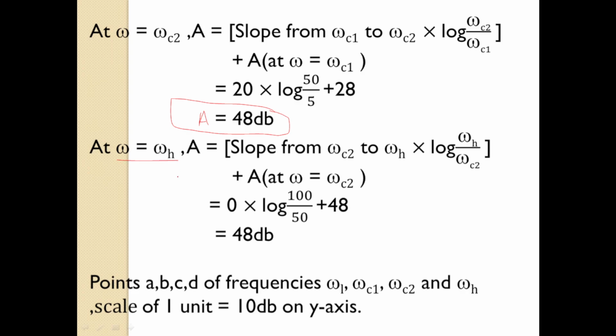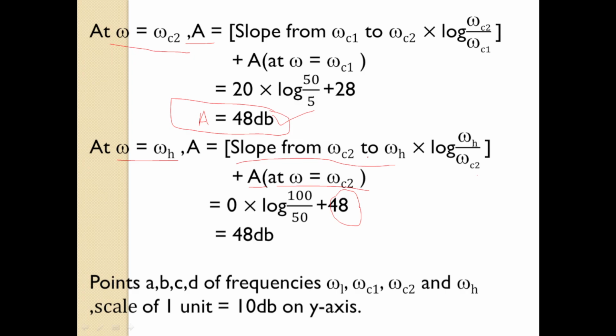Now, consider omega equal to omega H. The formula is the same: slope from omega C2 to omega H into log of omega H by omega C2, plus A at omega equal to omega C2. Okay. What is A at omega equal to omega C2? What did you get? 48. So this is our 48. Next, what is log of omega H? The omega H value is 100. The omega C2 value is 50. So log of 100 by 50.